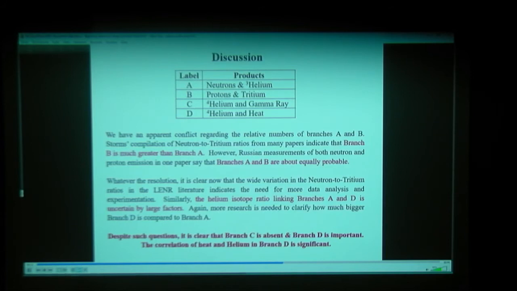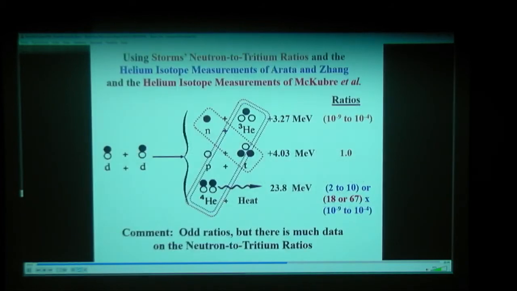So the correlation of heat and helium in that branch is extremely significant. Okay, to summarize things, I've put together this diagram in this and the next graphic. So the brown box links the neutron and tritium compiled by Ed Storms. So if the tritium branch in the middle is unity, then the neutron branch on top is 10 to the minus 9 to 10 to the minus 4.